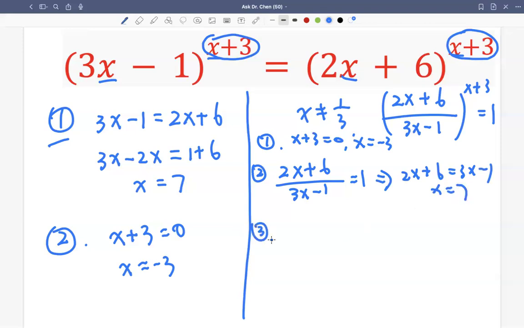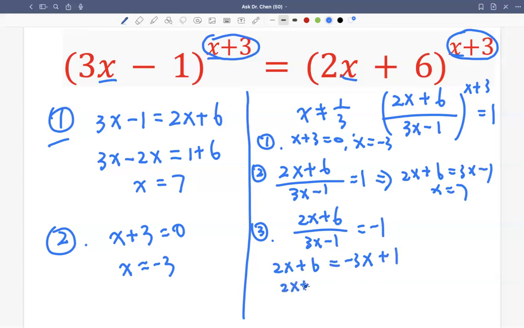Then we consider what if this base equals -1? Let's see if it's possible. 2x plus 6 divided by 3x minus 1 to be -1. Then we have 2x plus 6 equals -1 times 3x, that's -3x, and -1 times -1, that's plus 1. Combine like terms, we have 2x plus 3x and 1 minus 6. So 5x equals -5. That gives us x equals -1. Let's check to see if it's possible.